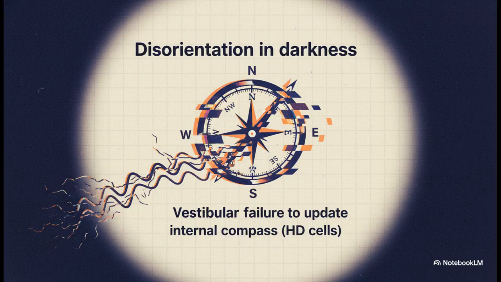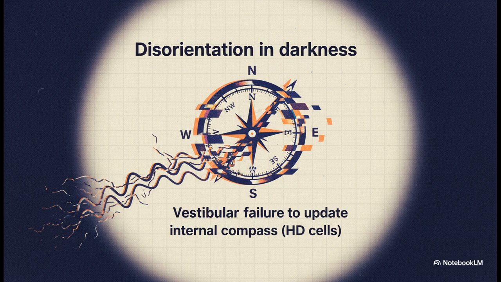And this brings us right to a crucial clinical link. What happens when that vestibular drive fails? Well, the internal compass becomes unstable. It just can't update correctly on its own and needs visual cues to keep resetting it. And that right there explains exactly why a patient might tell you they feel completely disoriented in the dark.